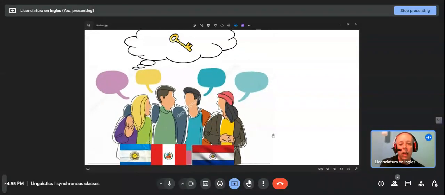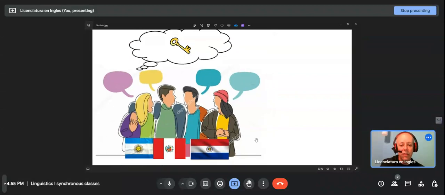Okay. As you can see, there is a group of friends here. These friends are from different countries. The lady on the left is from Argentina. The man next to her is from Peru. And the two other people are from Paraguay. Notice that the man is around 50 years old and the lady from Paraguay is around 20. So there is an age difference between the two of them. It happens that the four of them are thinking of exactly the same thing. They are thinking of a llave.